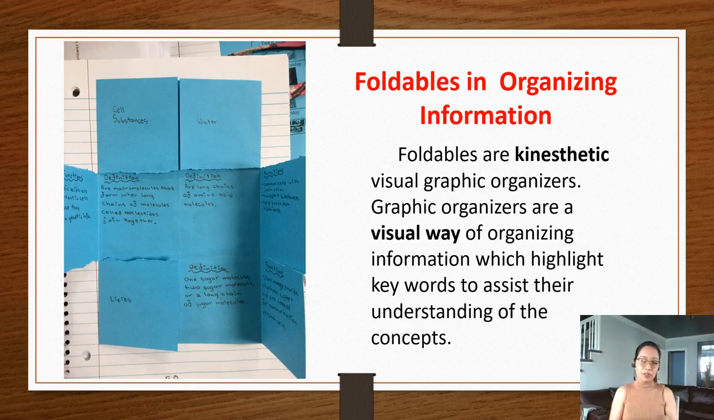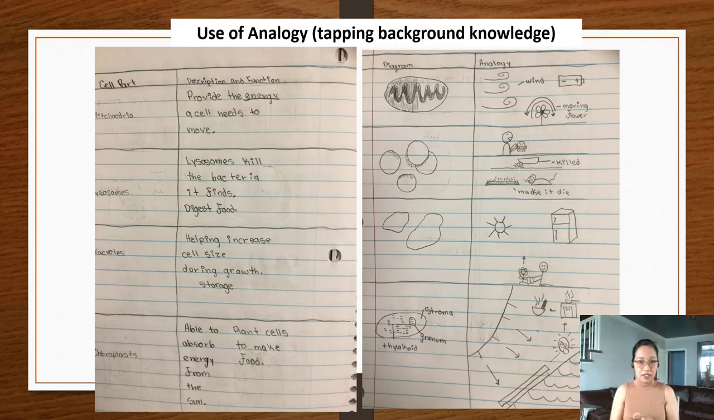So the use of foldables is both kinesthetic and visual, so that they're able to organize information on their own and assist them in understanding the concepts. The other one is the use of analogy. Remember that when you are using CRT, you are leveraging their prior knowledge and tapping on the background knowledge so that you can make a connection between the prior knowledge and the new content.